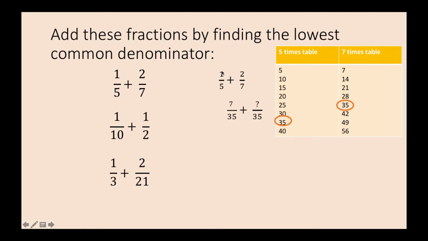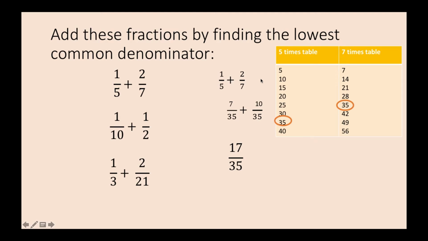Well, 1 times 7 is 7, so that's fine. And then what did I multiply 7 by to get 35? 1, 2, 3, 4, 5. Okay, so that means I multiply 2 by 5. 2 times 5 is 10. So then I just add the top two numbers, giving me 17 over 35.